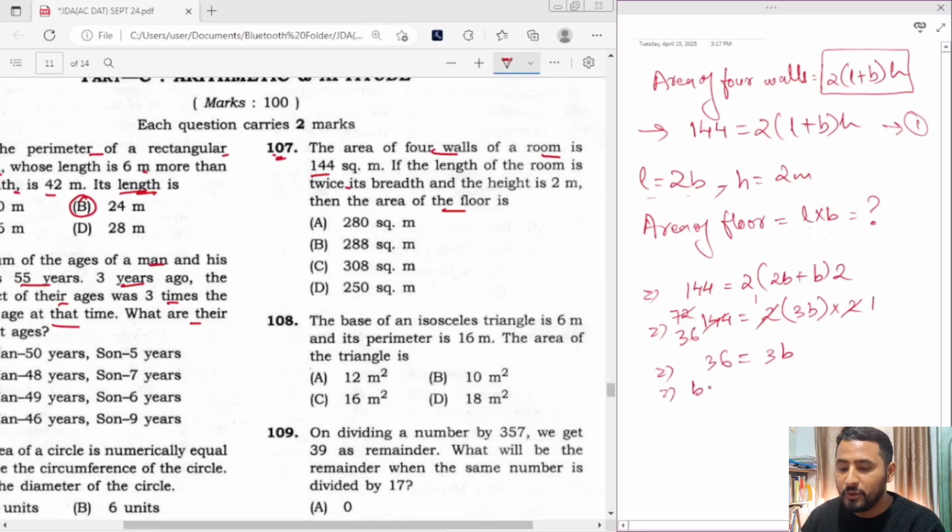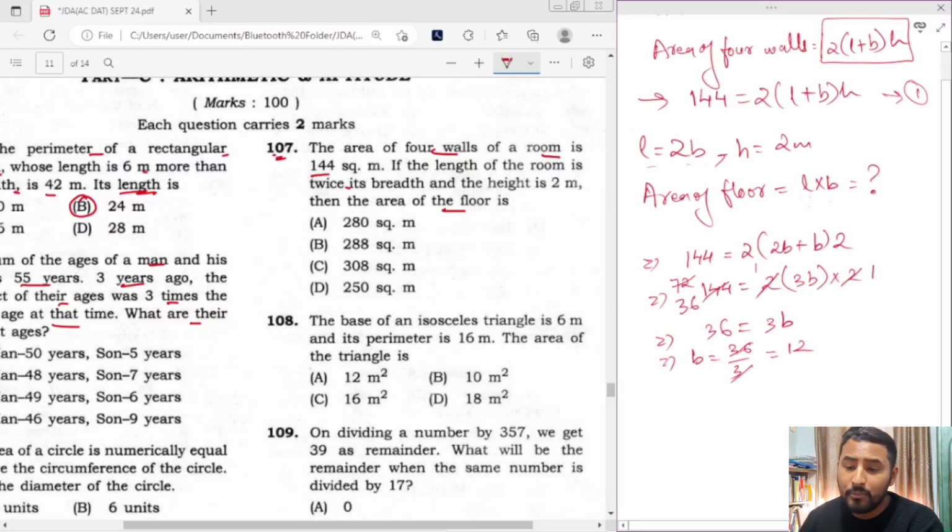So you'll get b from here, 36 by 3. You'll get how much? 3 into 12 is 36. So our b is 12. Now to find the length, L is 2b. Yes or no? So this will be 2 into 12. So L will be equal to 24. So we got our b as 12, length as 24.